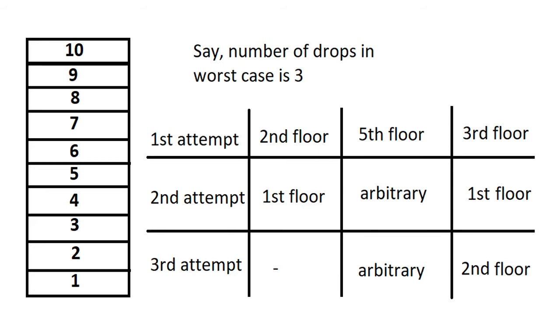If we make our first attempt from the 3rd floor and if the egg breaks, we are left with 1 egg and 2 attempts. Since the egg breaks on falling from the 3rd floor, we need to check the lower floors, which are the 1st and 2nd floor. We can easily check 2 floors in 2 attempts and no attempt is wasted. This is the most optimized way to proceed. So we can see if the number of drops in the worst case is 3, we need to make our first attempt at the 3rd floor.